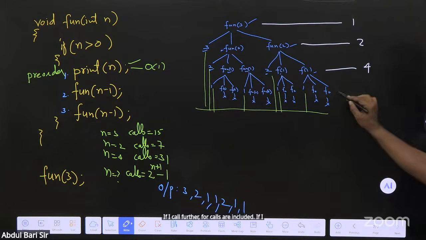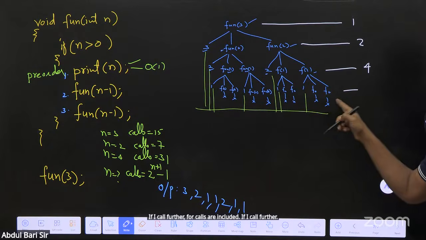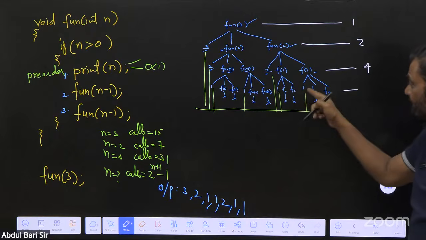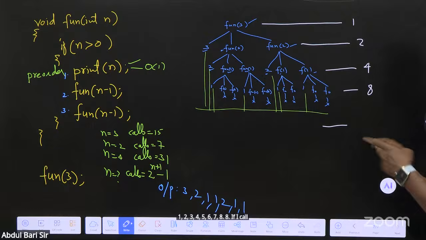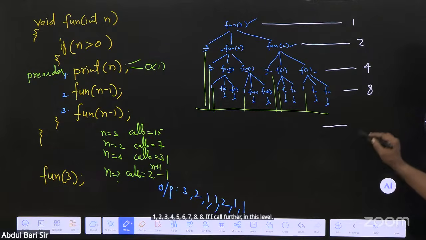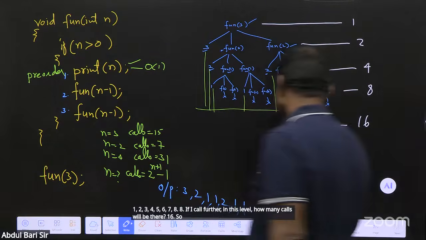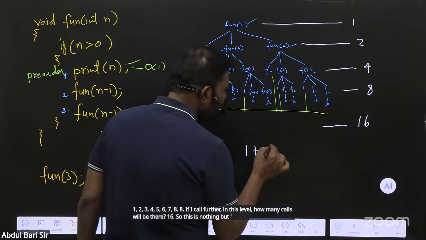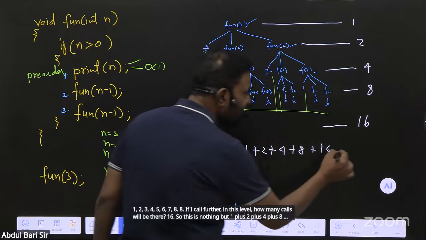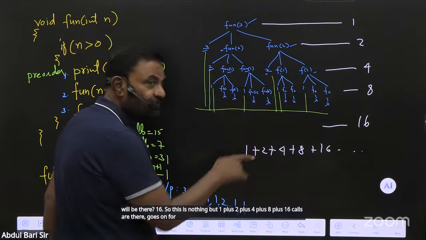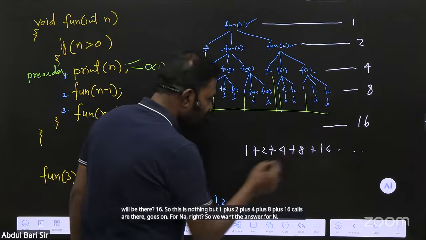If I call further, 1, 2, 3, 4, 5, 6, 7, 8. If I call further, in this layer level, how many calls will be there? 16. So this is nothing but 1 plus 2 plus 4 plus 8 plus 16 calls are there. Goes on for n, right? So we want the answer for n. Total how many calls we want?